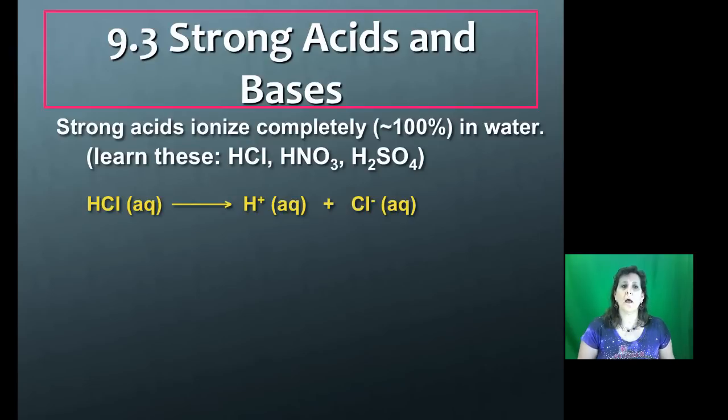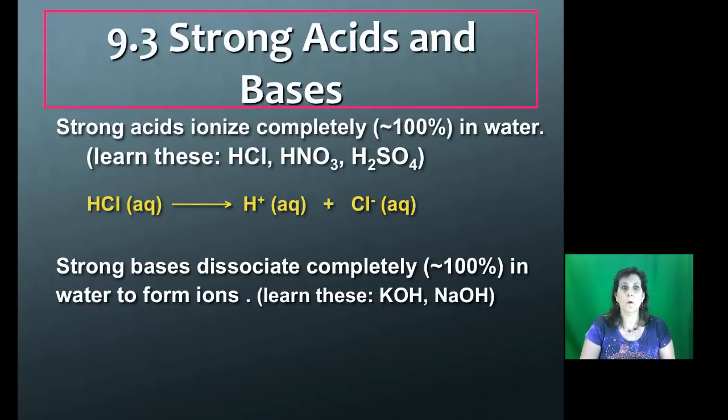So we're going to use HCl as our example. It has a single arrow pointing towards the products, and it breaks apart completely into H+ and Cl-. All of it ionizes. Ionize means turn to ions. So the HCl completely ionizes in the water. H+ and Cl- are our products. Single arrow going over. What about a strong base?